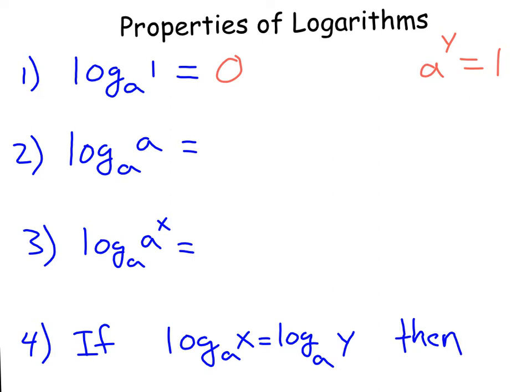What if you have something like this in property number 2, where the base and what you're taking the log of are the same? The base and what you're taking the log of are the same. That expression is always 1.